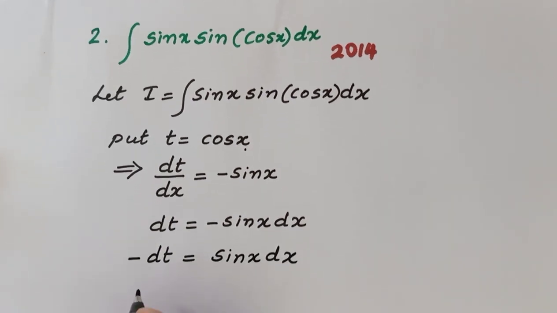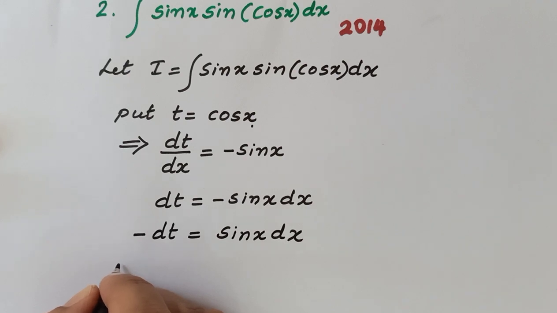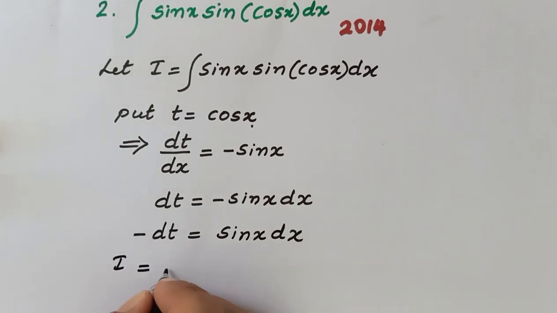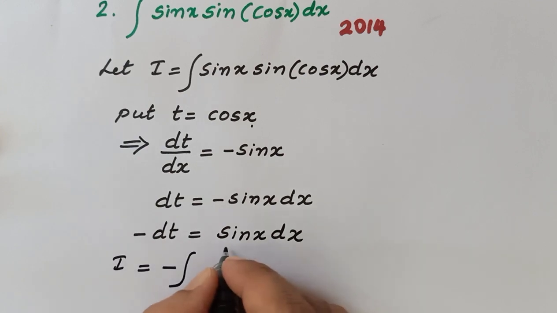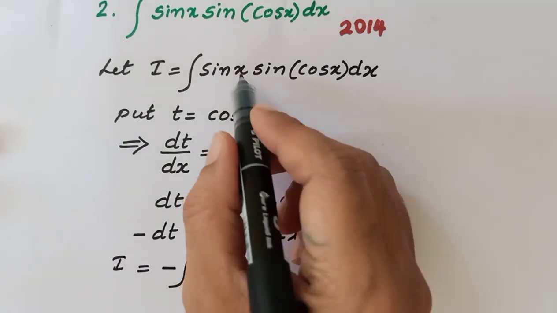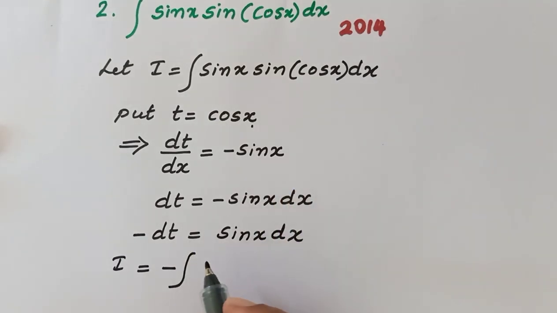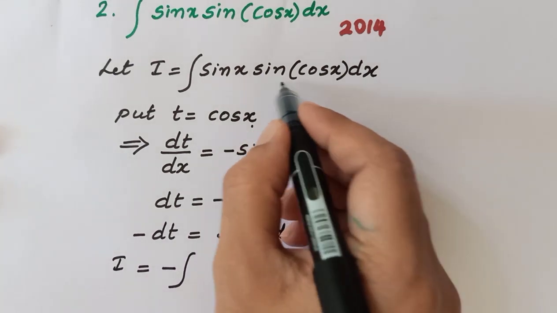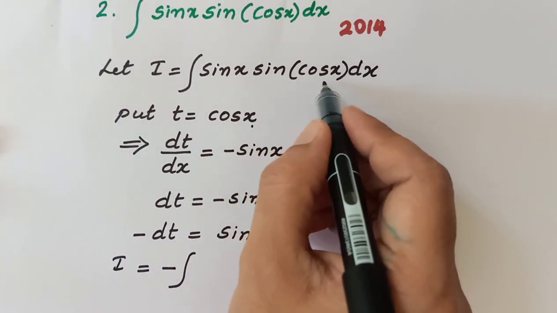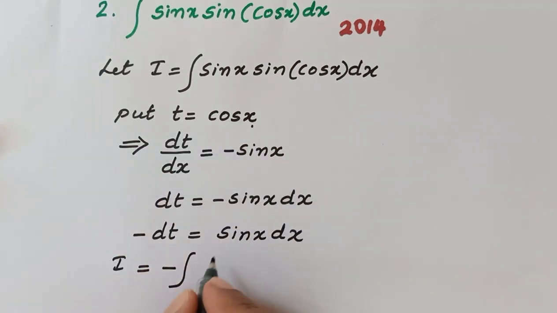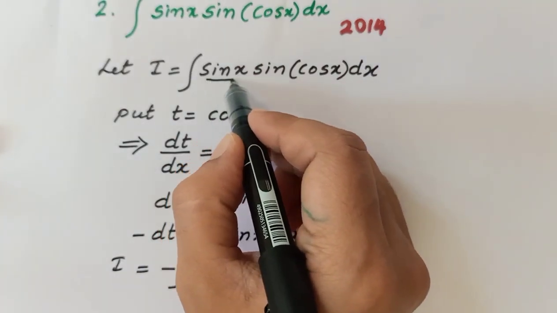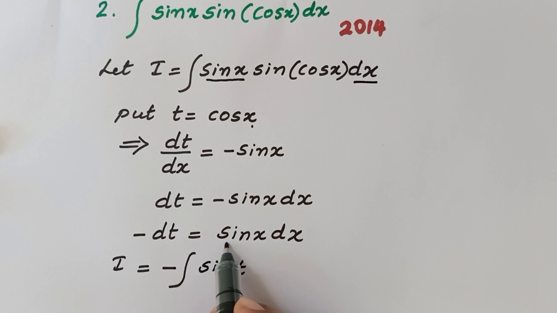Therefore now I changes to, so what is sin x dx? Sin x dx is there here. So what will I write now? Sine of cos x. What is cos x here? I have taken it is equal to t. So sine t. And what is this sin x into dx? Nothing but minus dt. Minus I have already taken here. So minus dt.